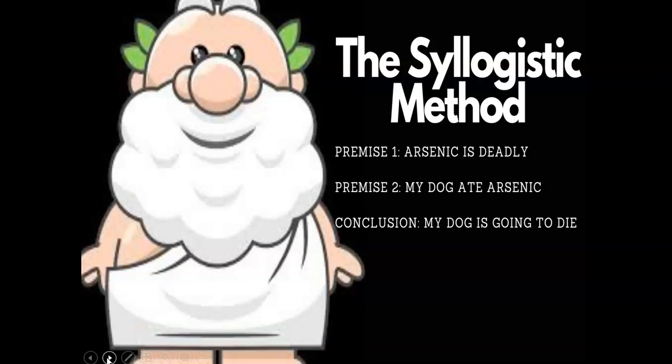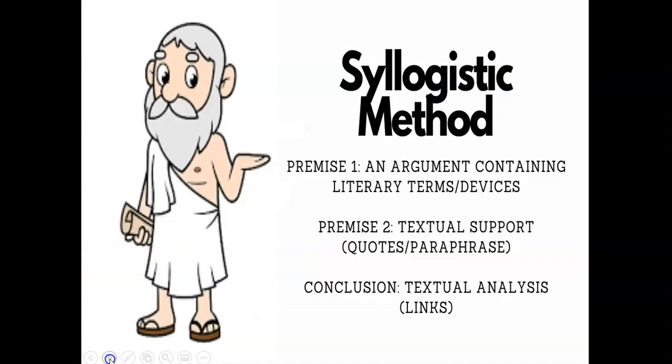So premise 1, a student might say arsenic is deadly. Premise 2, my dog ate arsenic. Conclusion, my dog is going to die. I don't think anyone would disagree with how that flows progressively, logically. And that's how we want our students to think on paper ultimately, is very point A, point B, point C, inductive, deductive reasoning, keep it cogent from start to finish. So in terms of performing literary analysis, the syllogism is going to look like this.